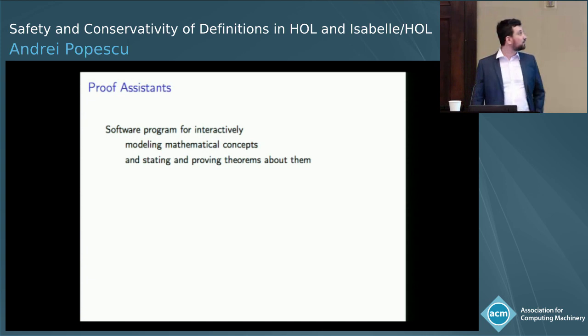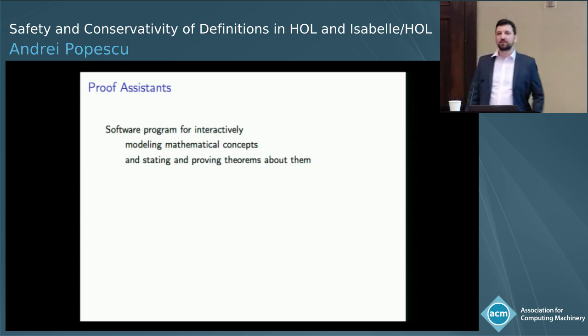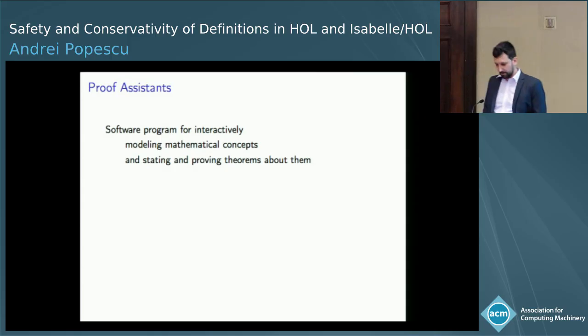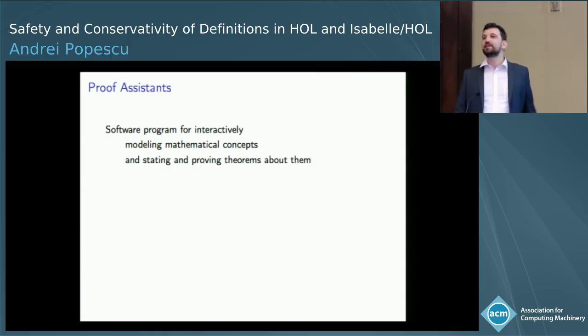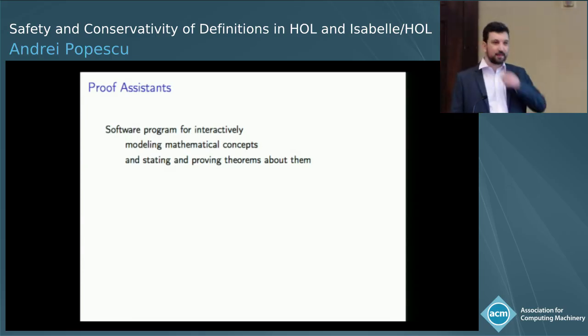For anybody who's not familiar with what they are: software tools for specifying mathematical concepts and stating and proving properties about them. And the distinguishing feature of this particular formal method is its wide expressiveness. So essentially, you can model anything, semantics of programming languages and so on. Of course, you don't have full automation, but the wide expressiveness is the main characteristic of proof assistants.